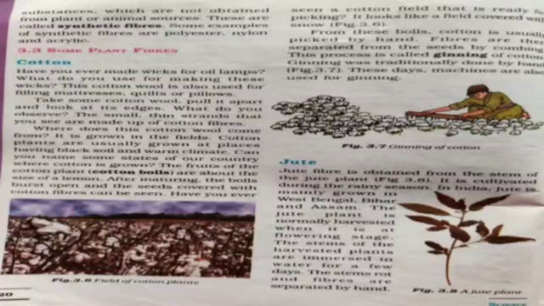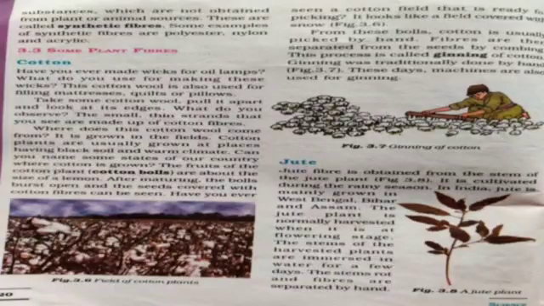Now second is jute. Jute is obtained from the stem of the jute plant, and normally it is cultivated during the rainy season. The jute plant is normally harvested at the flowering stage. The stems of the harvested plants are immersed in water for a few days, and the stems are rotted and fibers are separated by hand. This makes fabrics, and all these fibers are first converted into yarn and then into fabrics.